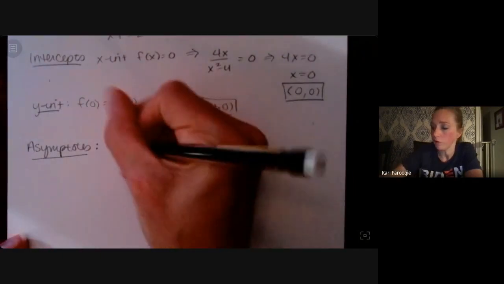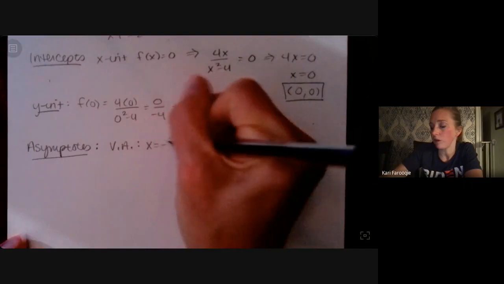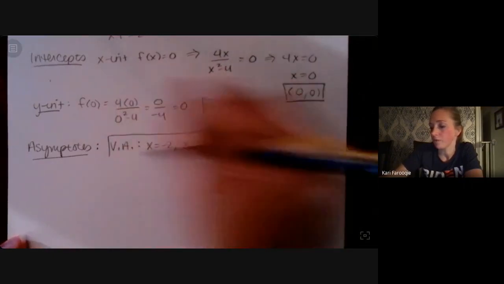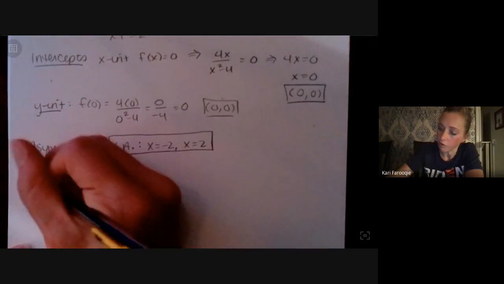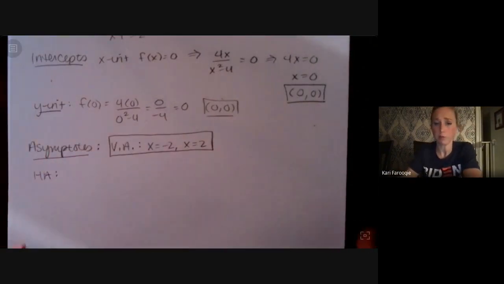So for sure, we know that we have vertical asymptotes at x equals -2 and x equals +2. So this is going to really shape our graph, so it's really important that we call those out. As far as the horizontal asymptote is concerned, remember that we have rules for these.